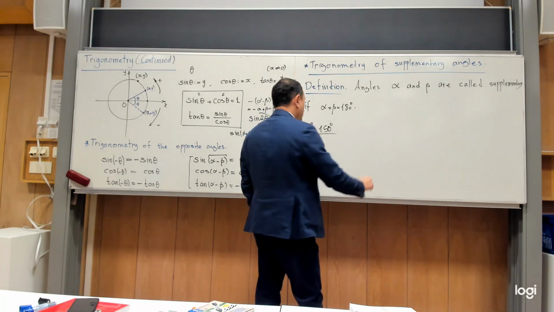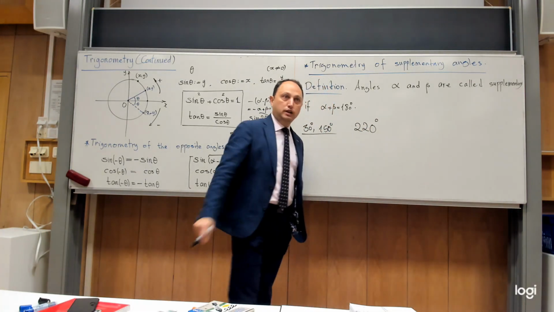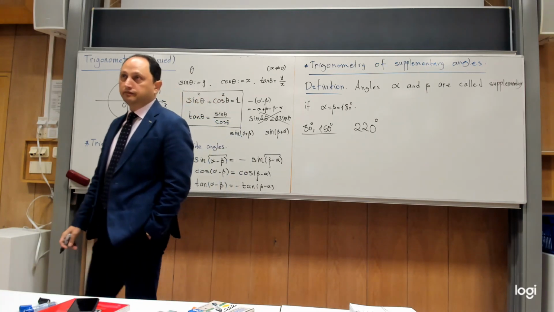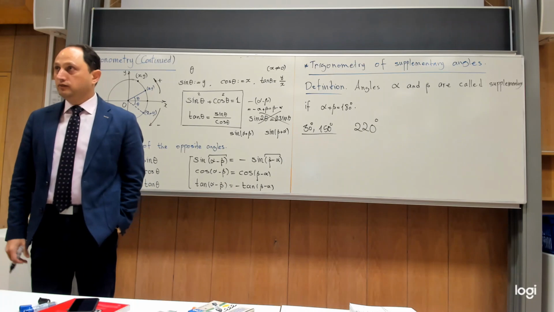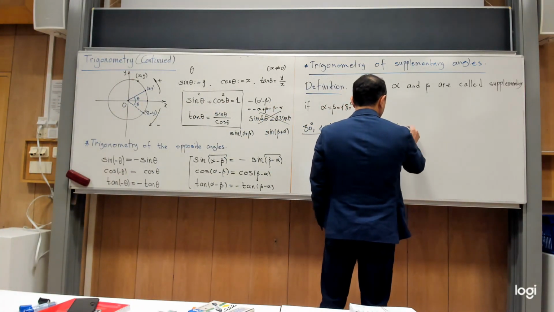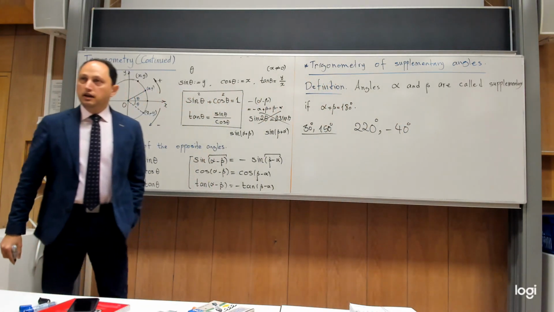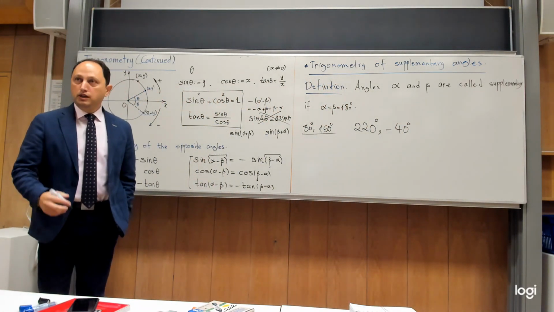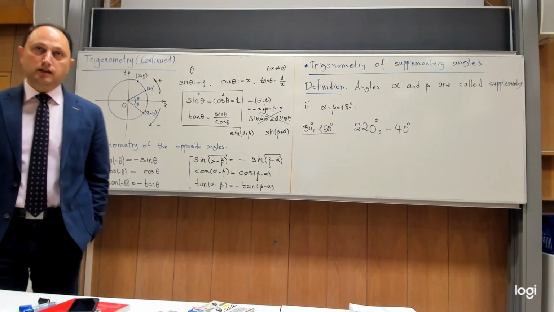Okay, for example, what is the supplement of 220? Minus 40, not 40, minus 40, yes? Minus 40, because in trigonometry we can also work with negative angles. So these are also a pair of supplementary angles. 220 plus minus 40 again goes back to 180, that's okay.